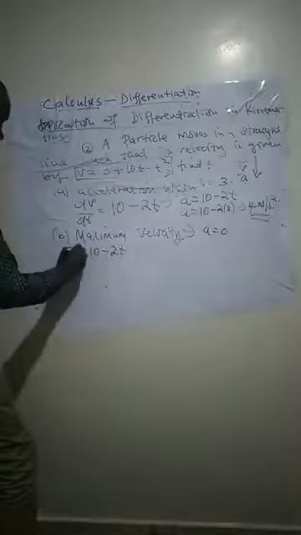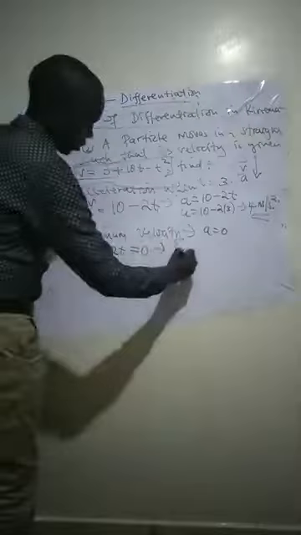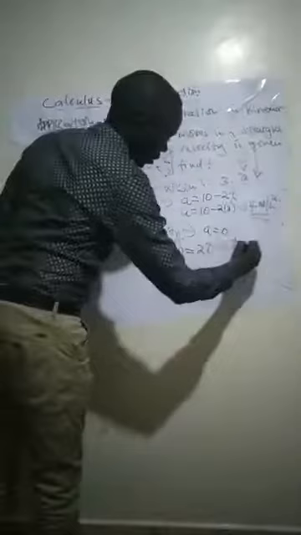Part B, we are told to find the maximum velocity. So here you must again recall that at maximum velocity, it is no longer accelerating. So at maximum velocity, acceleration is 0. But what is the expression of acceleration? 10 minus 2t is our acceleration, which in this case, when the velocity is maximum, is equivalent to 0. So we can take 2t to the other side to get 2t equals 10, and that implies that t is equal to 5 seconds.